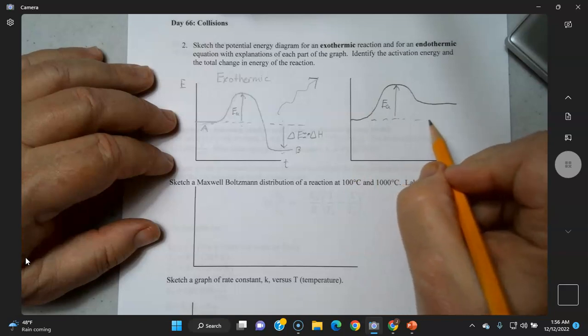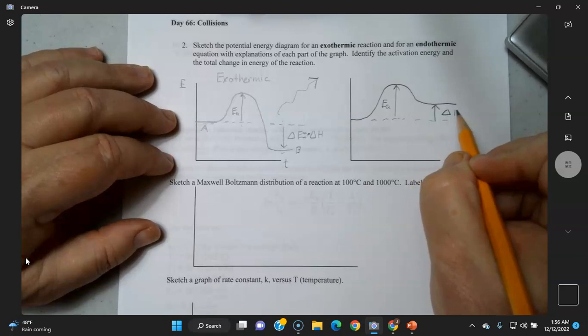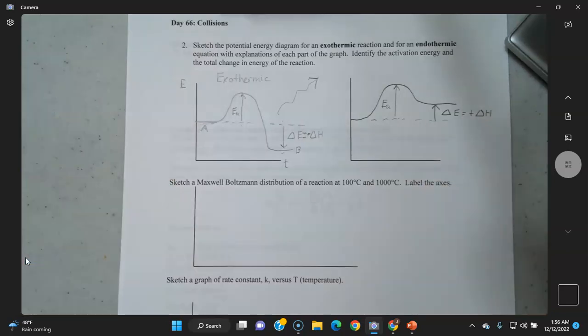But the difference in energy, delta E, change in E, equals positive delta H, meaning that heat had to go in. Remember, delta H, enthalpy, is the heat that goes in, all right? And EA, activation energy. Write that down if you're not familiar with that.